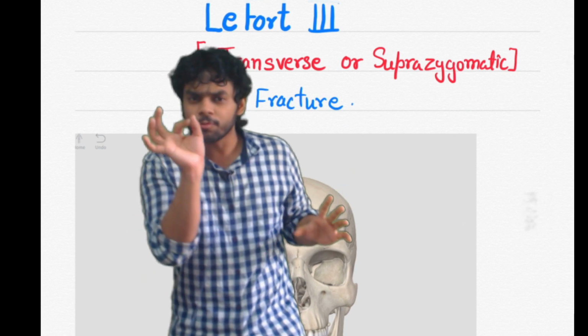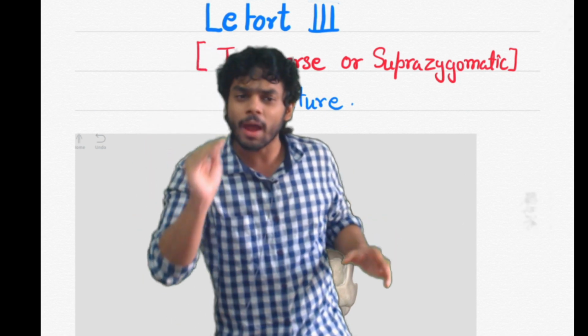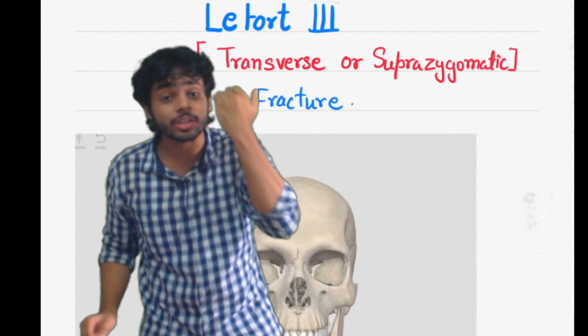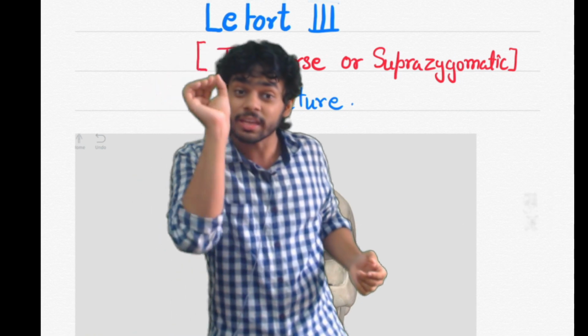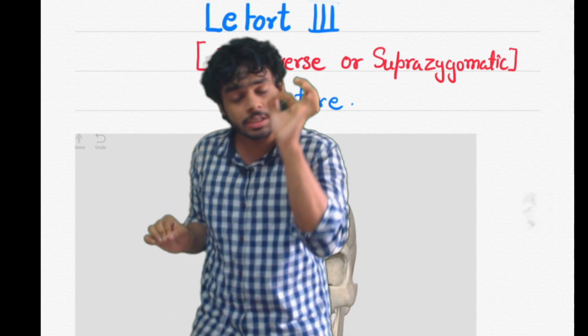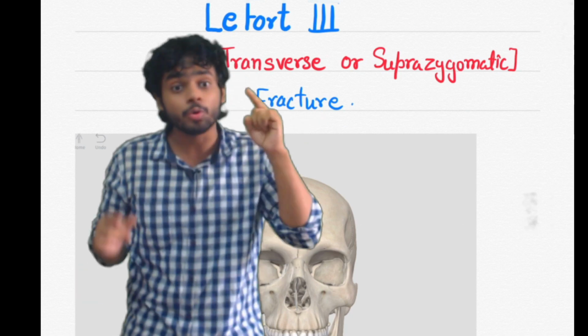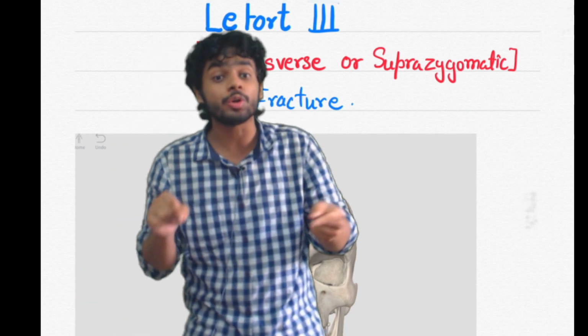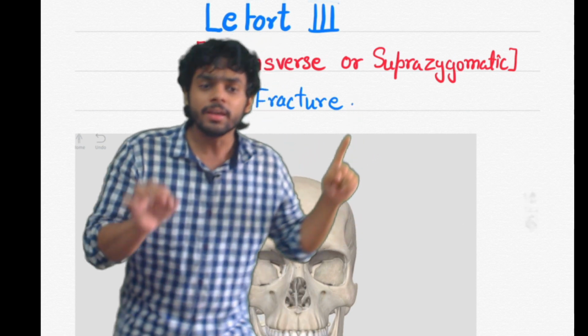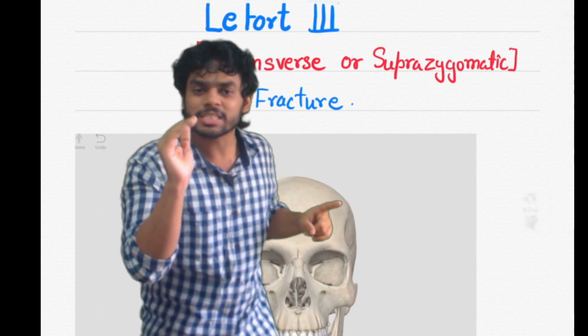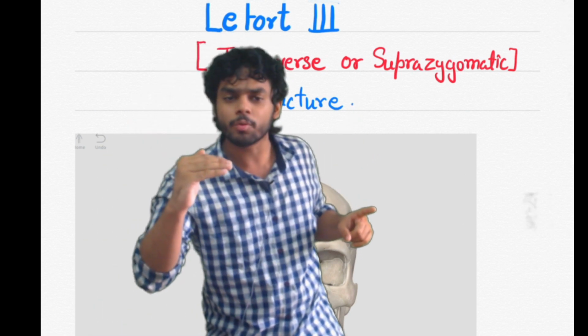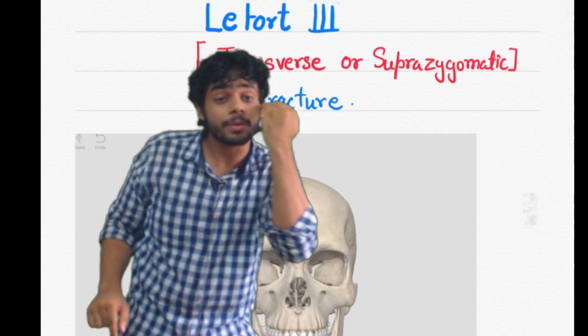Force is usually applied from the lateral direction, and there is a severe impact. This is a very important word: there should be severe impact to cause this fracture to occur. Here the initial impact is taken by the zygomatic bone, resulting in a depressed fracture.